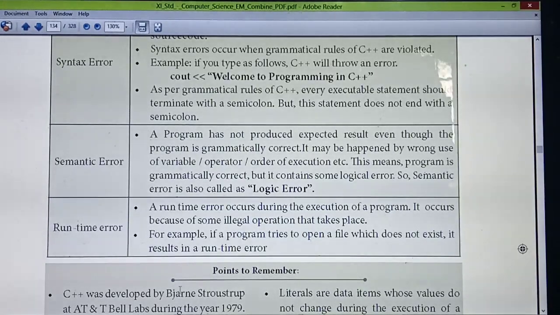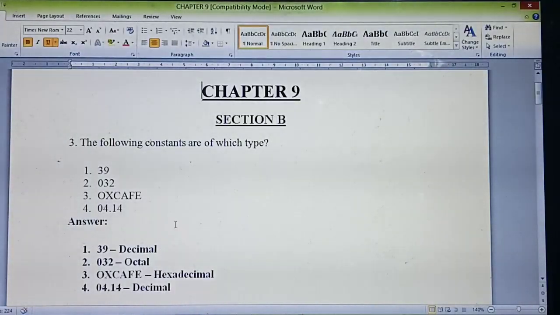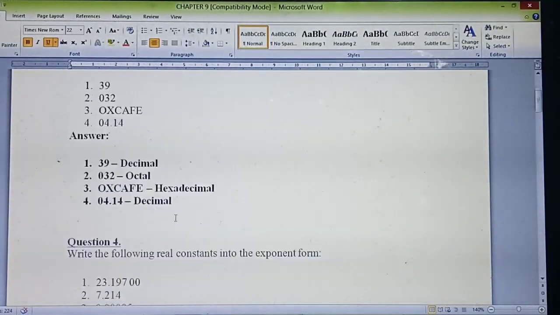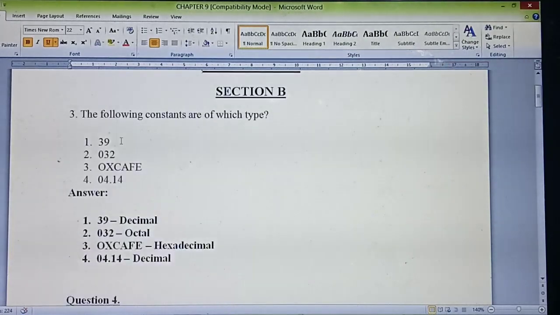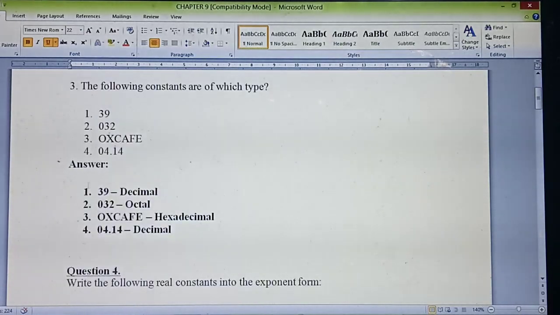Then some questions you need to write in a notebook or on paper. That questions you write, okay. So this is the third 2-mark question. Answer is this one. Question no need to write. So put the question number, section B, question number 3, and write the answer. This is the answer, okay.